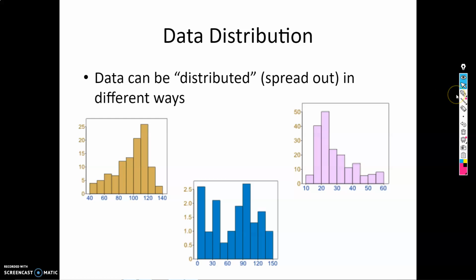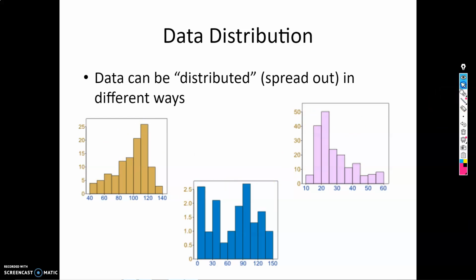So to start off, a distribution is just a different way to spread out data, and data can be distributed in different kinds of ways. We looked at uniform distributions, we've looked at binomial distributions, so this is just a different type of distribution. Just like all these distributions have different shapes to them.